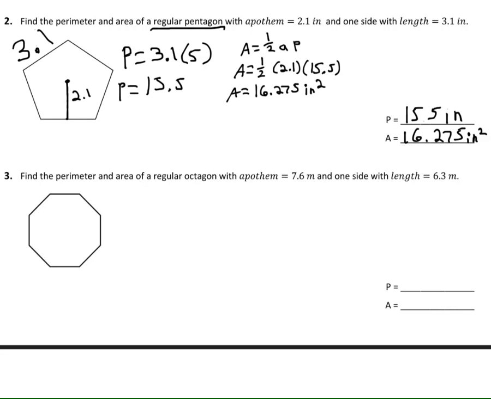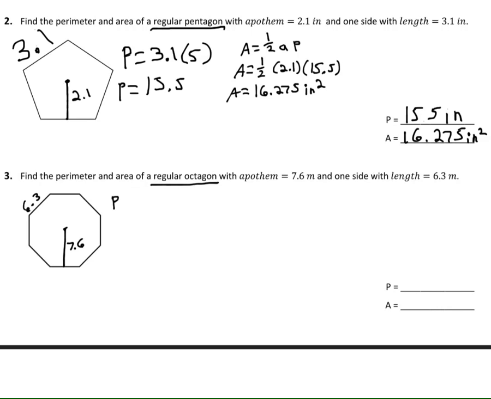Okay, so now we're looking at the same thing on number 3. It says to find the perimeter and the area of the regular octagon. Remember, regular means all of the angles are congruent and all of the sides are congruent. So my apothem is 7.6 meters, and the length of my side is 6.3 meters. So I'm going to put 6.3 meters here.